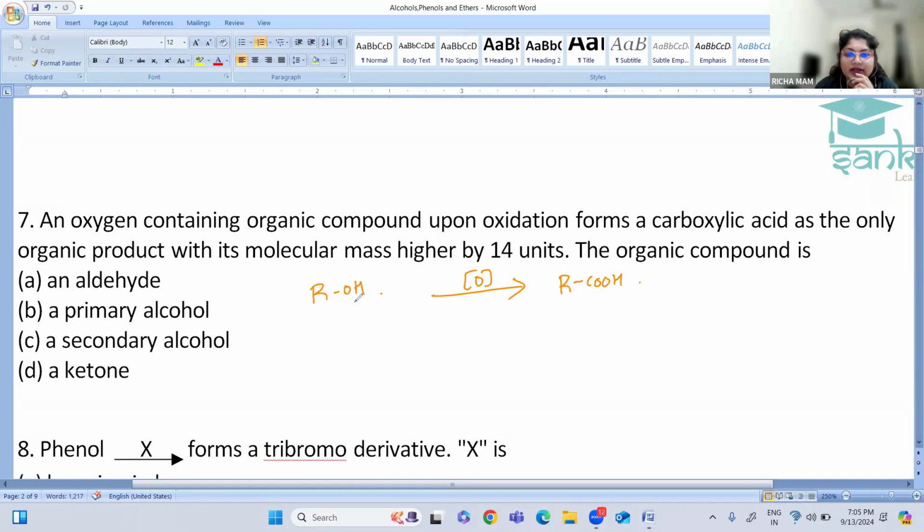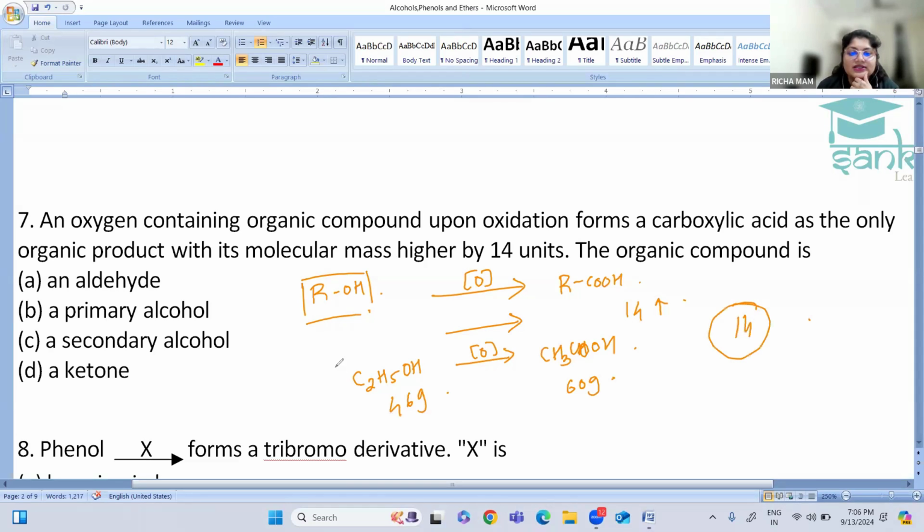So here there can be an increase in weight, right? Whenever you have a primary alcohol, when you do oxidation, you are going to get a carboxylic acid. What they have said is that after oxidation there is an increase of molecular weight by 14 units. If I take the simplest alcohol, ethyl alcohol, and do oxidation, you get acetic acid, CH3COOH. The molecular mass is 60 grams and this was 46 grams. The difference, 60 minus 46, is 14.